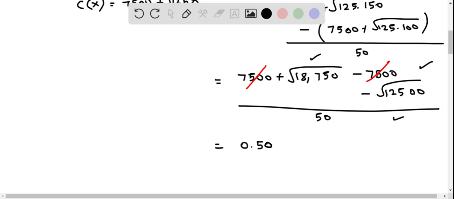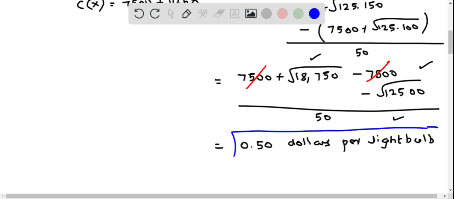And the unit of this average rate of change is dollars per light bulb, since the cost is in dollars and x represents the number of light bulbs, so this is the unit of this answer. So therefore we say that the average rate of change of weekly cost equals $0.50 per light bulb.